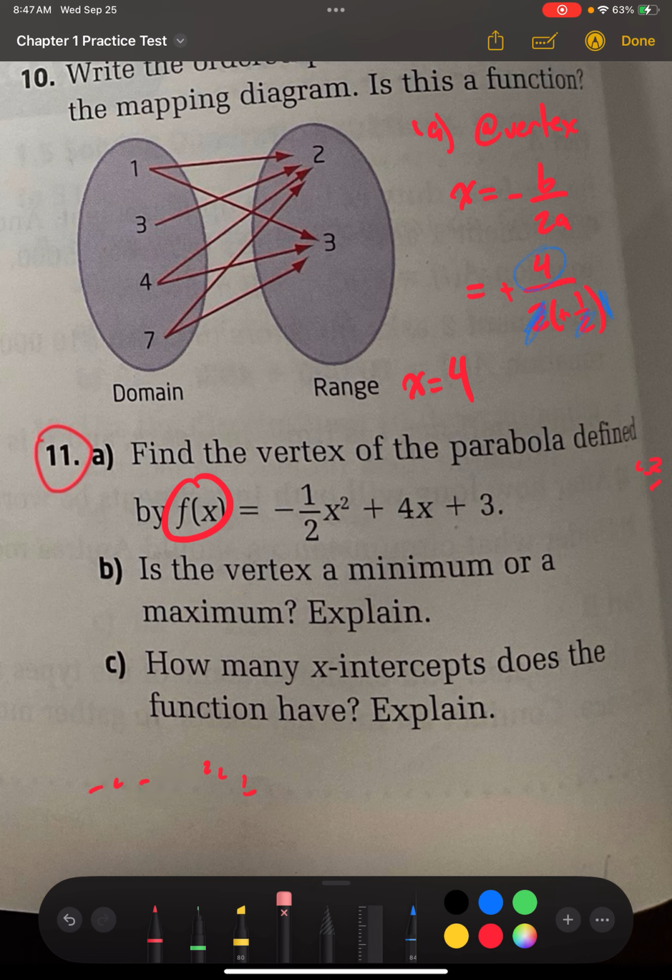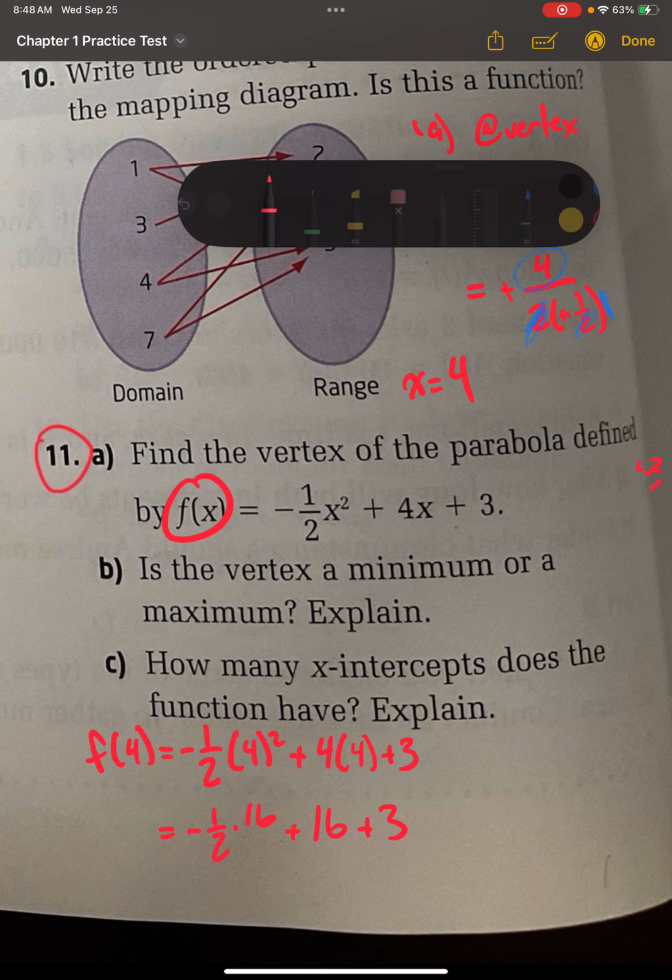And let's rewrite it. So let's do it again. F at x equals minus half times 4 squared, and I shouldn't say f at x, I should say f at 4. When x is 4, plus 4 times 4 plus 3. And I'm left with minus half times 16 plus 16 plus 3.